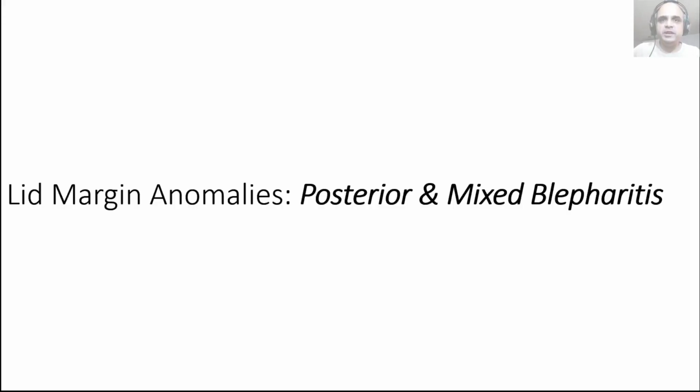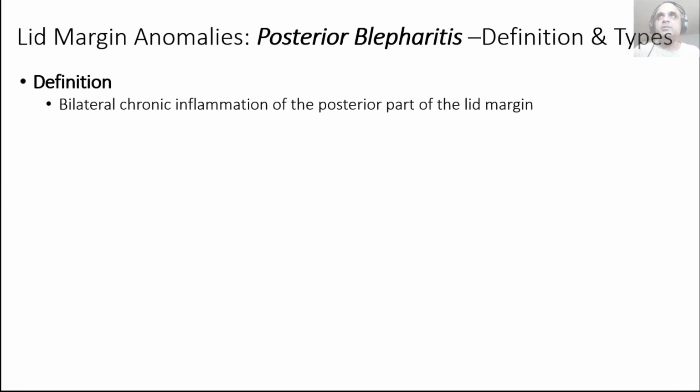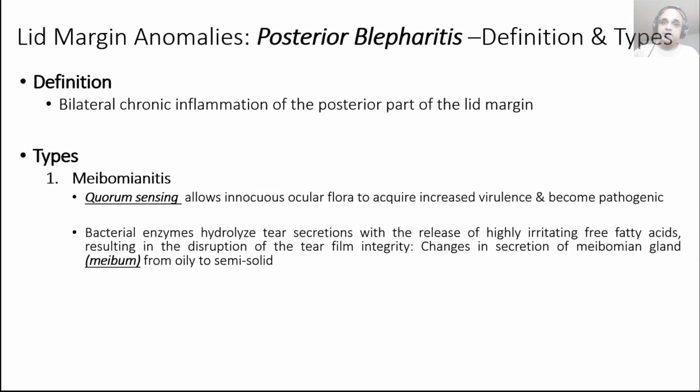We will now talk about posterior and mixed blepharitis. Mixed blepharitis is just going to be anterior and posterior together. So we'll talk about posterior blepharitis, and then mixed would be just the two of them together. Posterior blepharitis is bilateral chronic inflammation of the posterior part of the lid margin. It is again of two types. The first one is called meibomianitis, and this happens because of quorum sensing, exactly the same as the Staphylococcal variety of anterior blepharitis. Here, the bacterial enzymes are breaking down meibum. Meibum is the secretion of the meibomian glands, so that its nature changes from oily to semi-solid. And since this secretion is the one that retards evaporation of tear film, once it becomes semi-solid, it won't be able to spread on the tear film, causing tear film disruption.